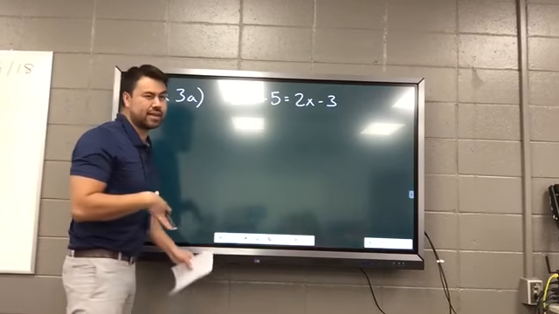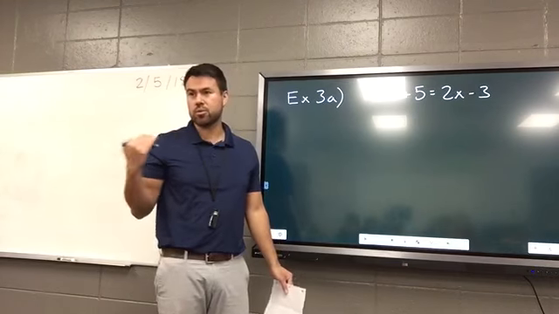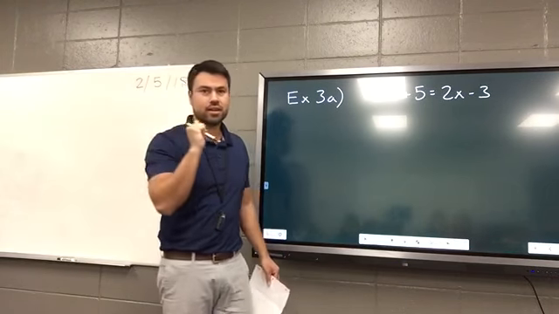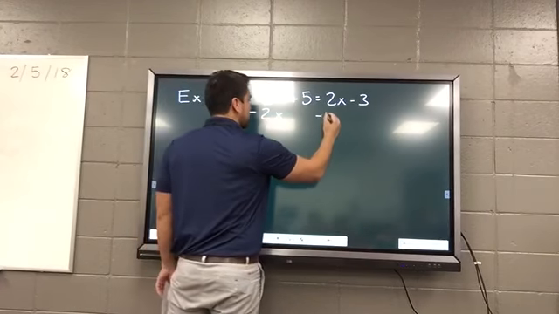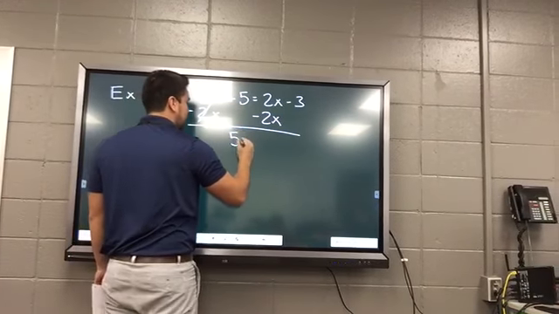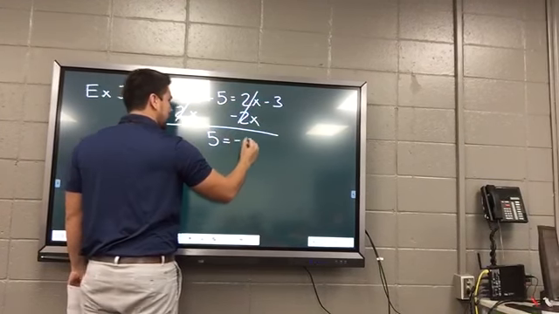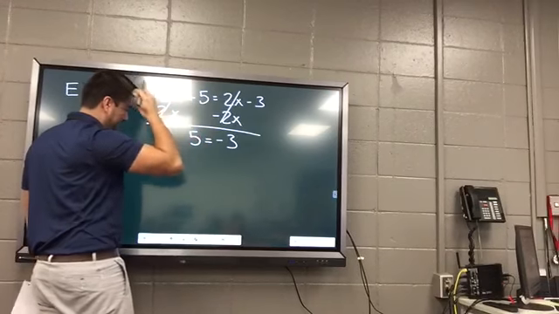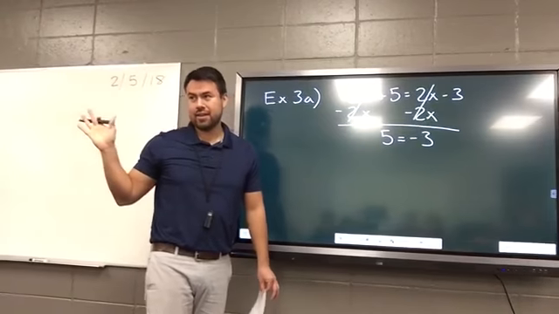Okay, so I'm thinking no parentheses, no like terms, so how do you get the variable to one side or the other? Jack? Subtract 2x. Okay, I'm going to subtract 2x from both sides. And that cancels. I get 5 equals... wait, that cancels. -3. What happened to my variable? It went away. It's no solution, right?